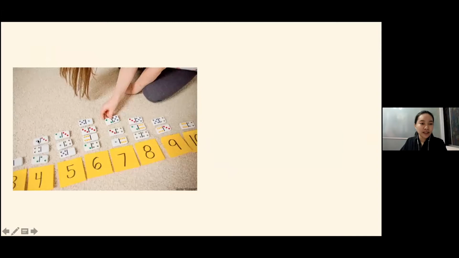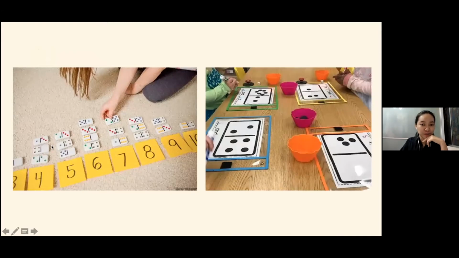So you can DIY the dots. You can just use some cardboard and then just draw on it. So your kid will recognize, okay, 1 and 3 can make 4. 4 and 0 is 4. 2 and 2 is 4. So you can ask them to categorize.